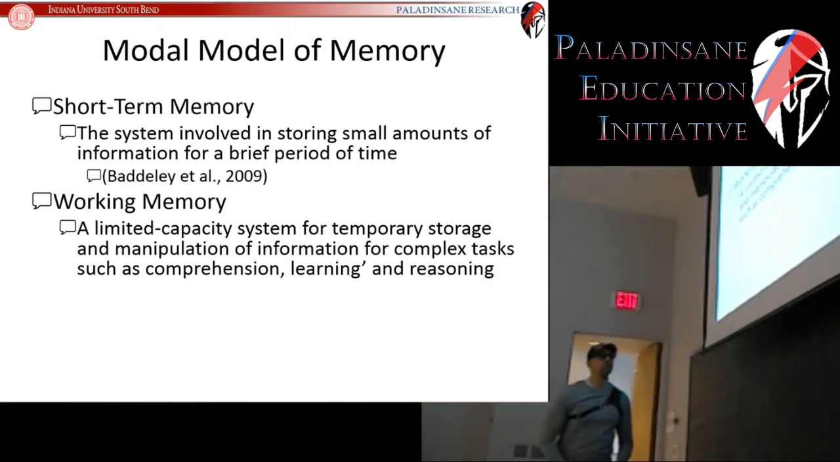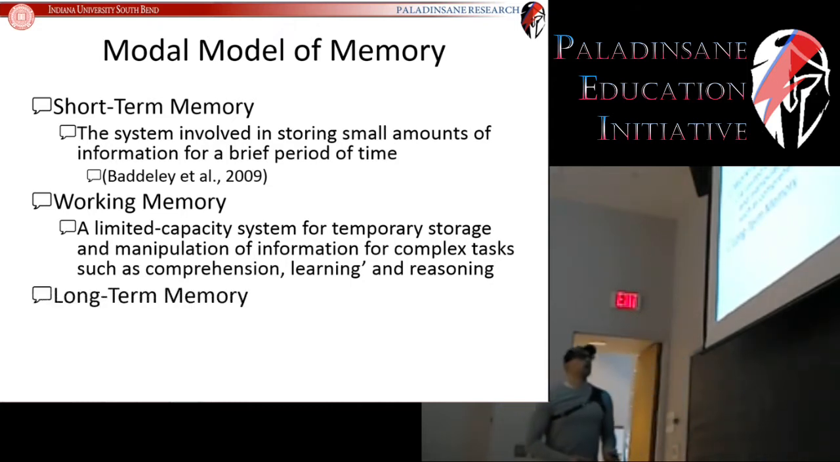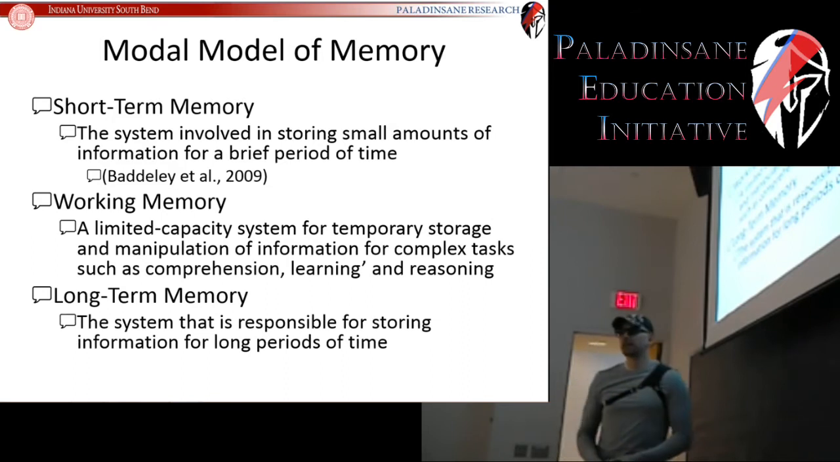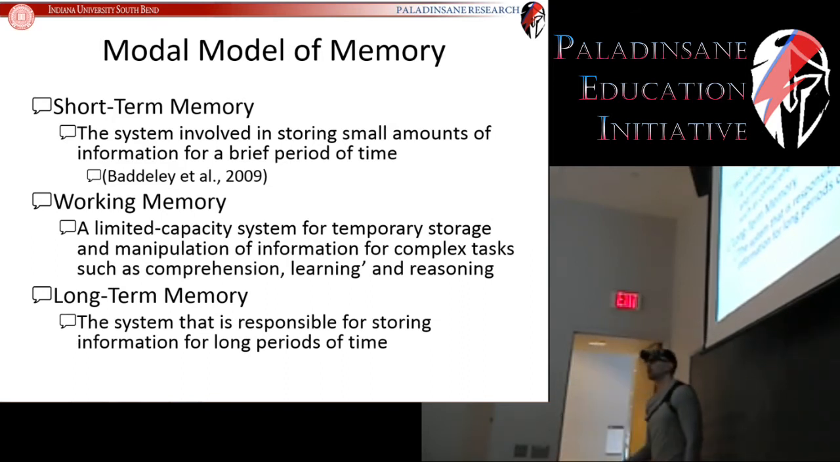And then the last one we have, long-term memory, and that is a system responsible for storing information for long periods of time. So if somebody ever asks you about your best Christmas ever, that's probably a memory that's stored in long-term memory. If you bring up something where you're like, oh, I remember when I was 6 years old, and I really wanted this one toy, and I thought it was sold out, but then, Christmas morning, there it was. That's your long-term memory.